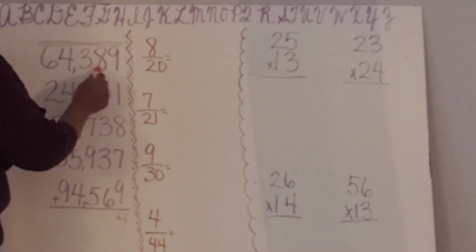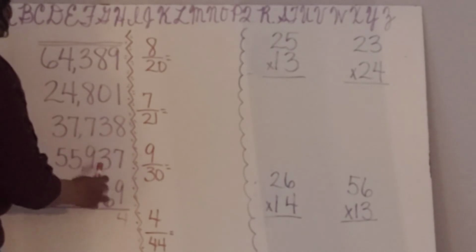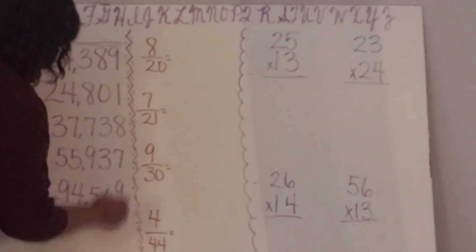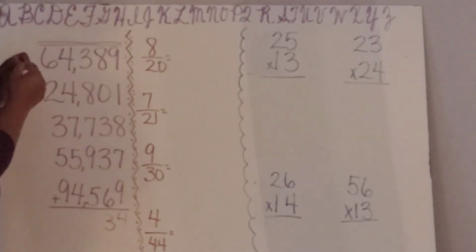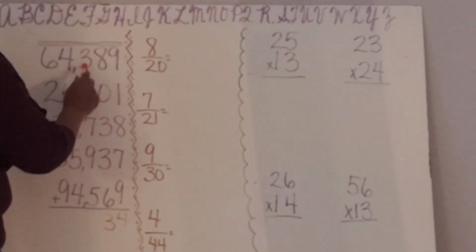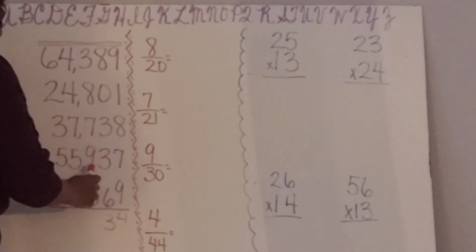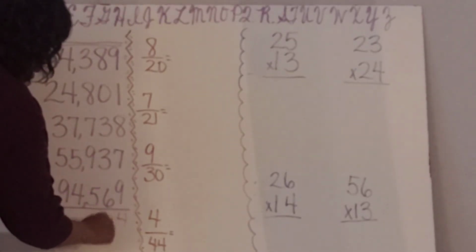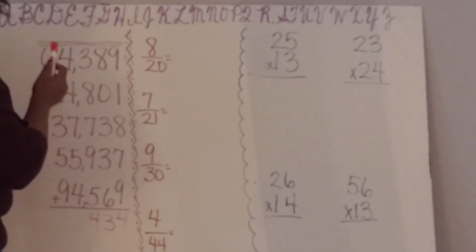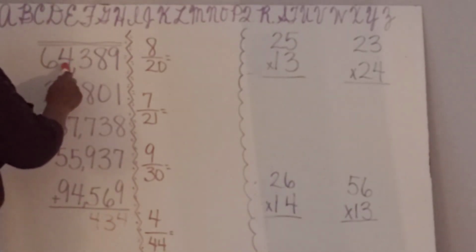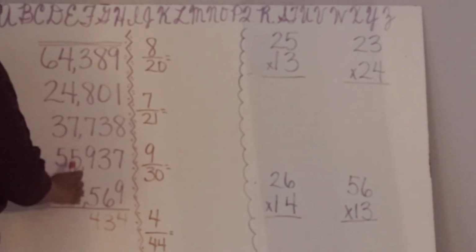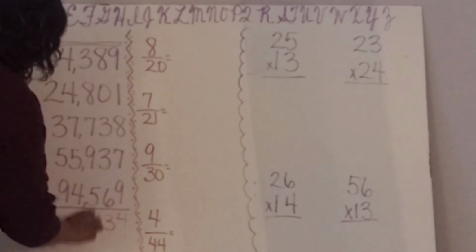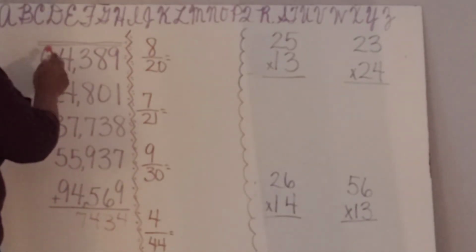Okay, 3. 23. Did you get 23? 2. 34. Good. Some of you are with me. 3. 27. Good. 2.